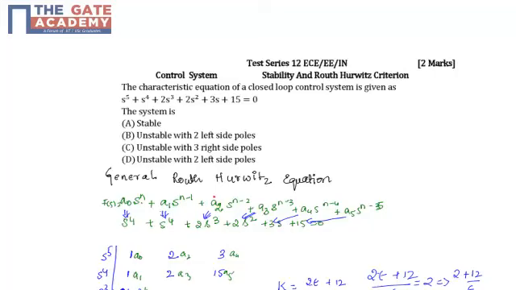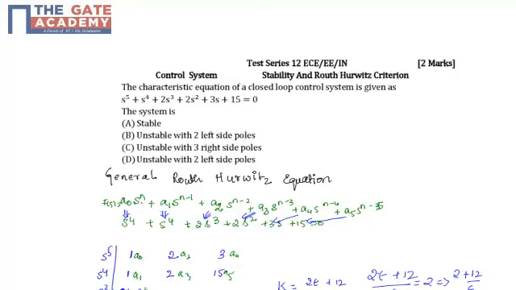Hello, the given question is from test series 12, subject control system, chapter stability and Routh-Hurwitz criterion, and this is a 2 marks question. The given question is: the characteristic equation of the closed loop control system is given. We have to find out if the system is option A stable, option B stable with 2 left side poles, option C unstable with 3 right side poles, option D unstable with 2 left side poles.